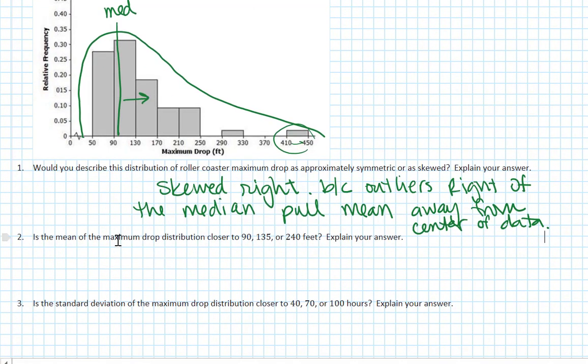Is the mean closer to 90, 135, or 240? Well, it looks like the median is going to be very close to 90. That's about the center of that hump. So since I have an outlier that's pulling it away, 240 is a little bit high. My mean's probably not going to be that large. That's not where most of my data is. So I'm going to say it's probably going to be closer to 135. And I say that because that's larger than 90, and it also looks to describe about the average.